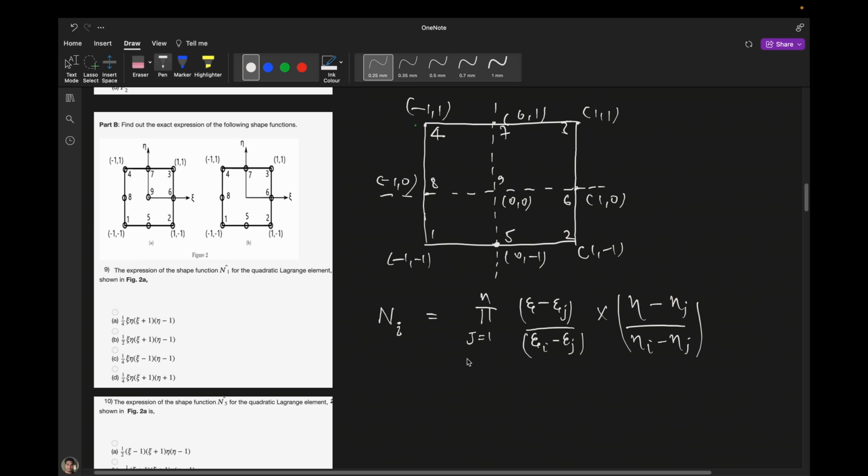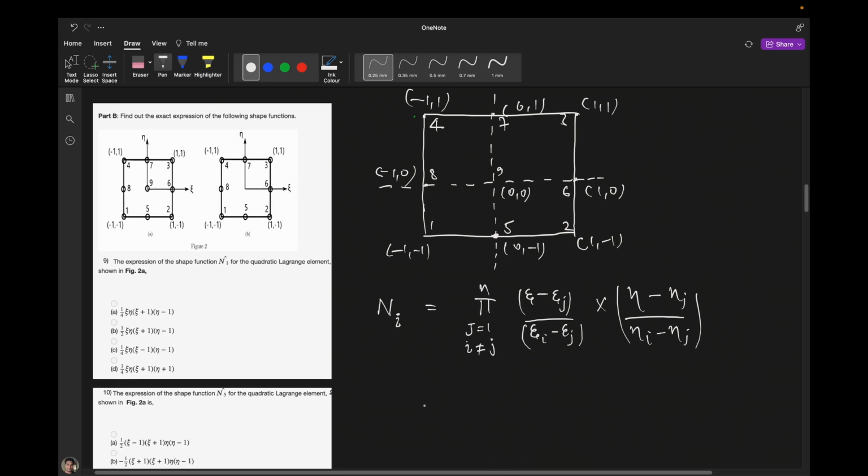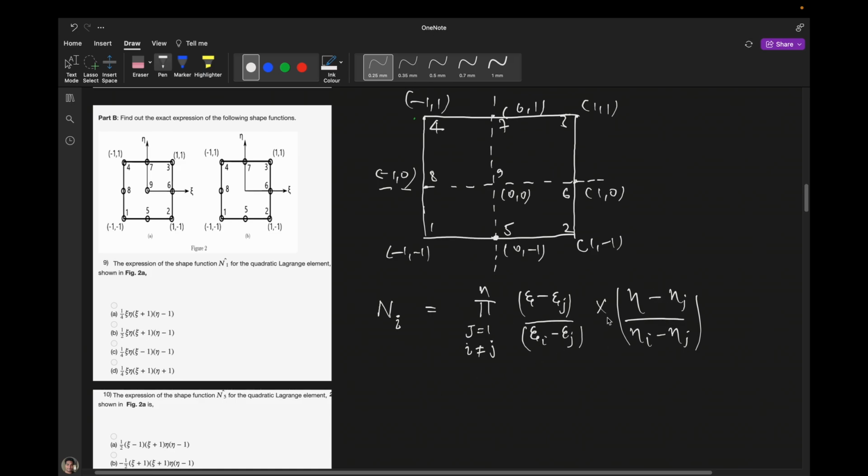And also here i should not be equal to j. Okay, now we will use this formula to get the Lagrangian shape function.